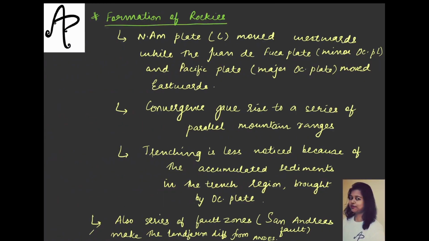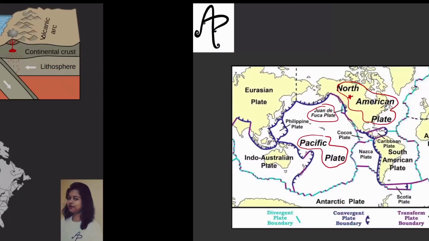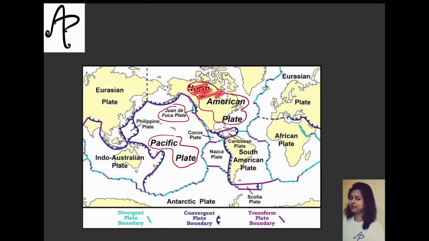So in the formation of the Rockies, which plates are involved? Here the North American plate, which is continental in nature, moves westwards, while the Juan-de-Fuca plate, which is a minor oceanic plate, and also the Pacific plate, which is a major oceanic plate, both are oceanic plates and they move eastwards. Now let's note them down.